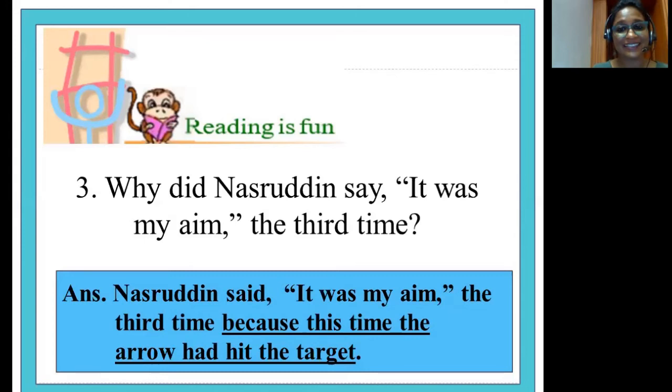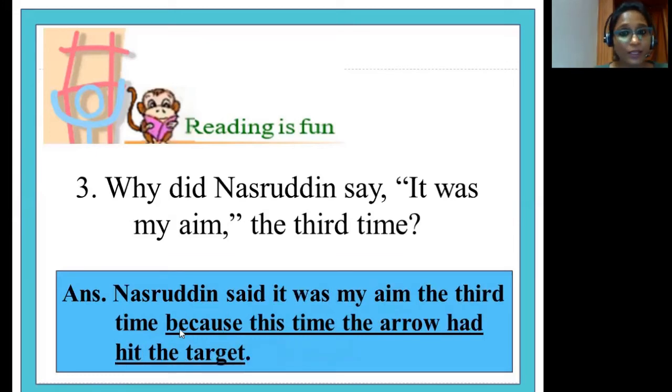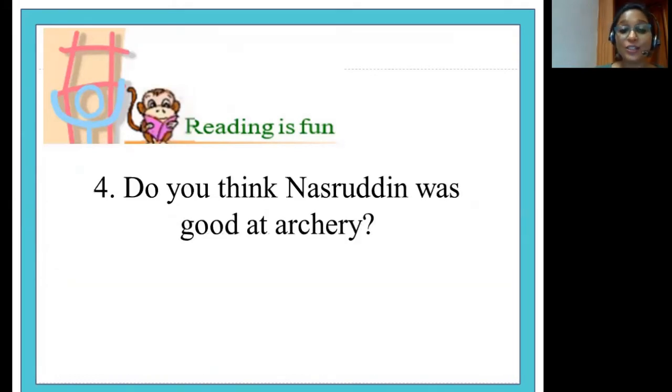As is the case with the second answer, here also the answer is short. The first part, Nasruddin said, "It was my aim," the third time, is taken from the question and now begins the answer because this time the arrow had hit the target. Okay? Right. Moving on to our fourth and the last question.